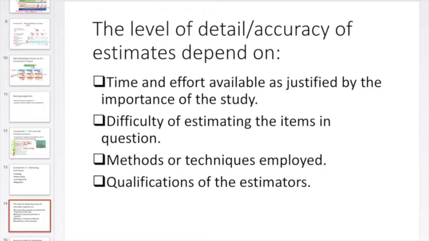So the accuracy level depends on, first, time and effort available. Like how much time you have to estimate the cost, and how much effort you can put into that cost estimating. And also it depends on how difficult it is to estimate that item, right? And the third, it depends on the methods and techniques you use. And the fourth, it depends on the qualification of the estimators, which means who is estimating it. If it's an experienced estimator, then the accuracy might be relatively high. Okay, so the accuracy depends on different things.